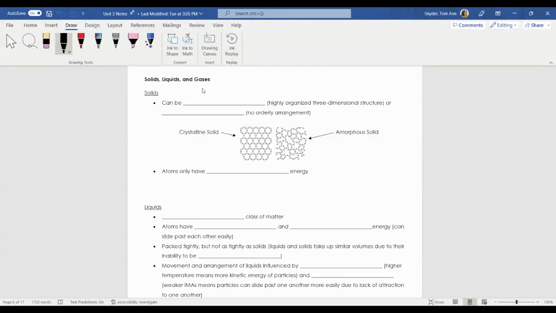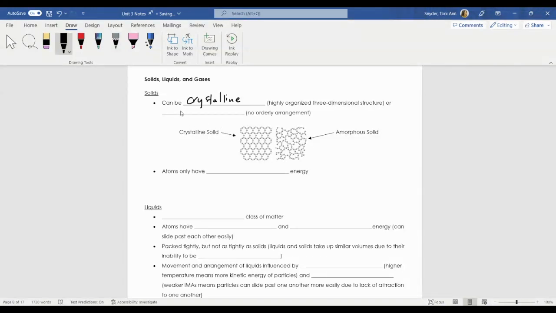So for solids, solids can take on two different forms. Solids can be either crystalline in nature, which means that they're highly organized three-dimensional structures. So something like this. You'll see that each of these particles, when they have their intermolecular forces or their intramolecular forces, if it's an ionic bond, they form very, very organized structures. And we typically call that a crystalline solid.